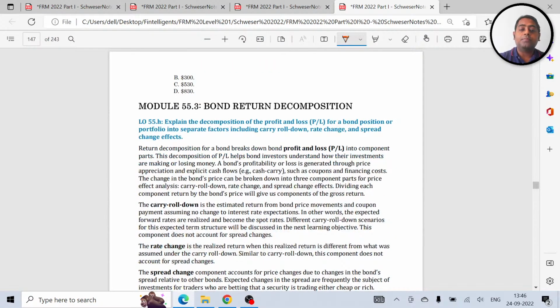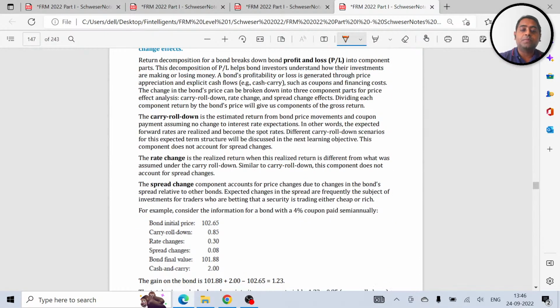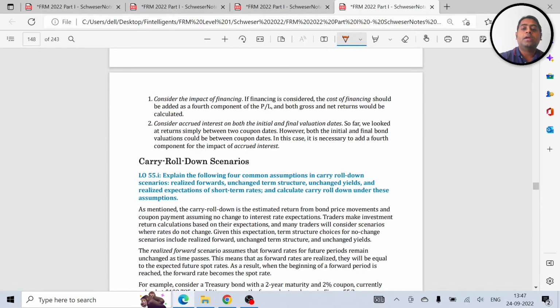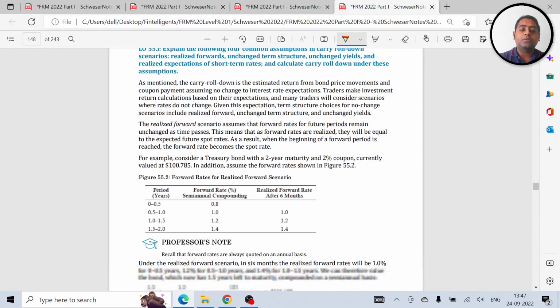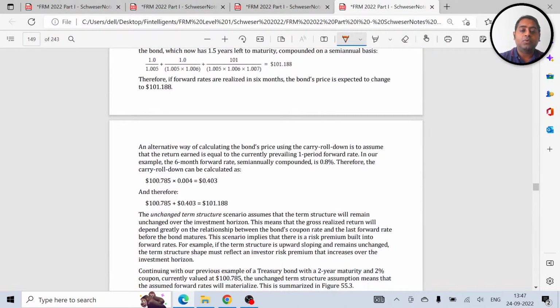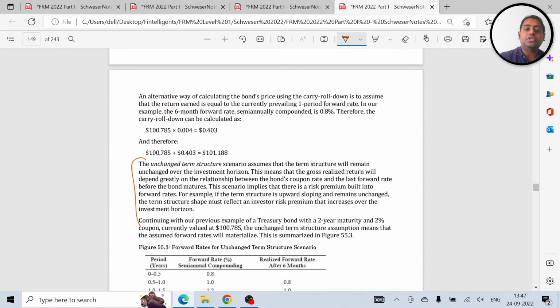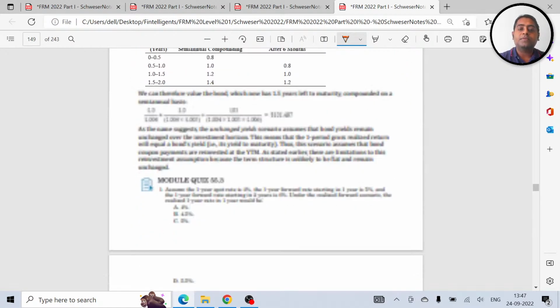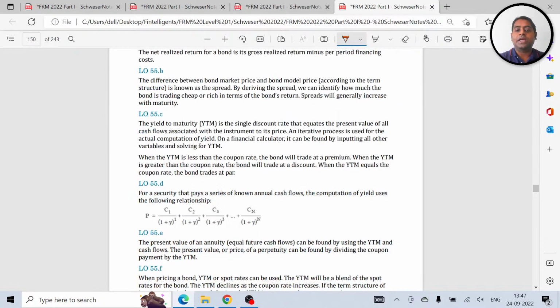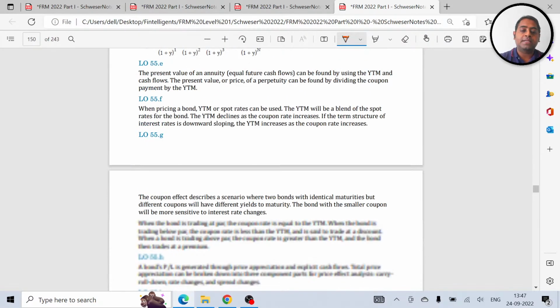Okay, bond return composition. This first page is okay. This part, you should know this part. Marking this as star, and the extension part. Marking this as also star. Carry roll down scenario. I think so. They are testing more on unchanged term structure in terms of theory in the exam. Okay, not the calculation based. I've not heard they are asking calculation as such.